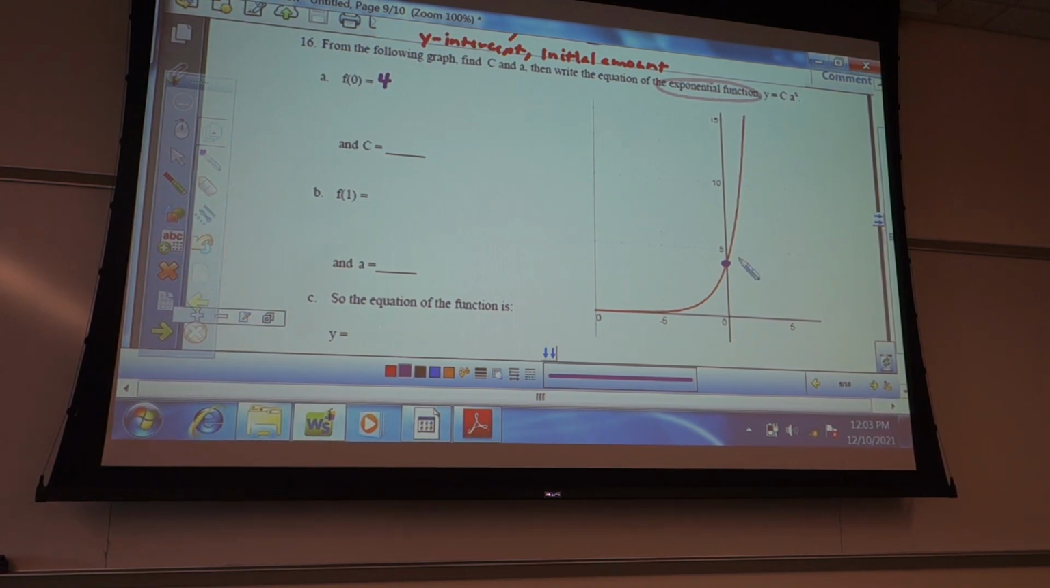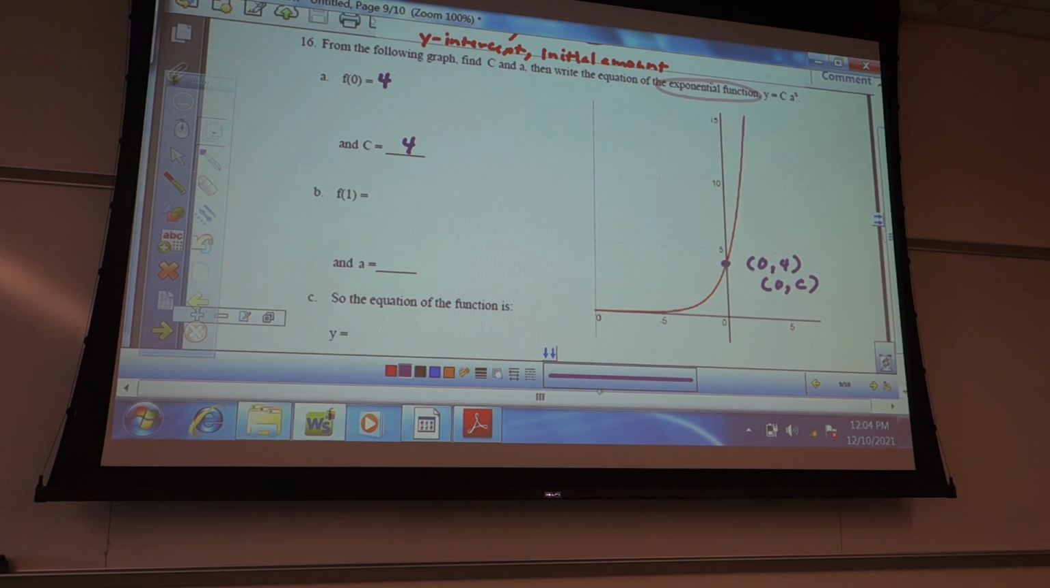So that means my c is what? What's my y-intercept here? 0, 4. Yep, so 0, 4. This is also known as 0, comma, C. So wherever you hit it, my C is that same number. So what's my C? 4. Yep, that's my initial amount. That's where I'm starting off.